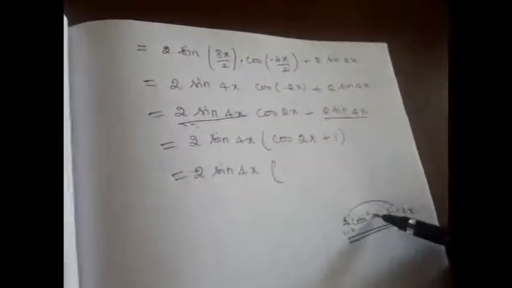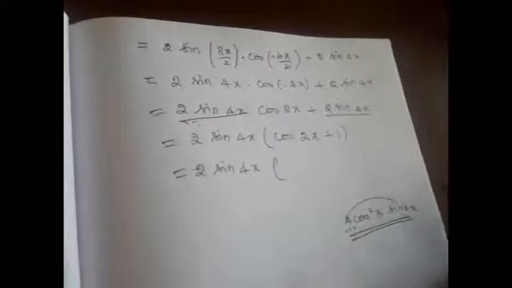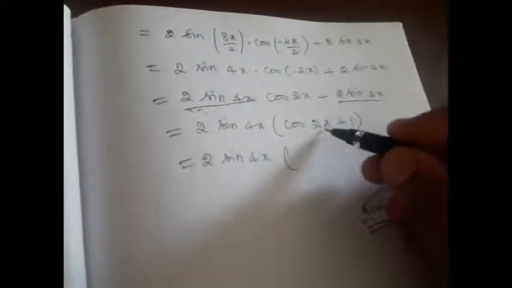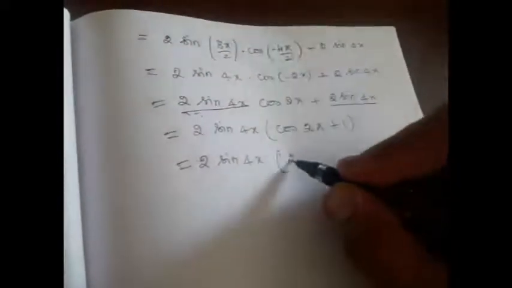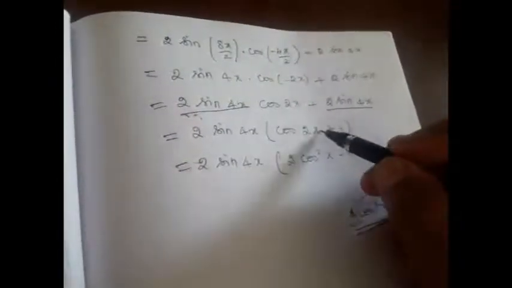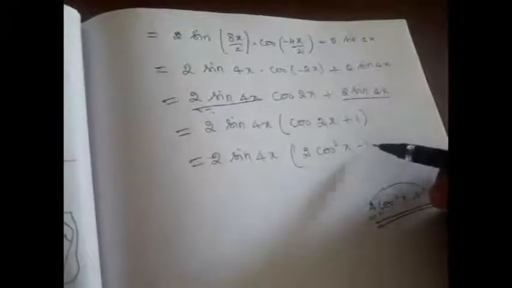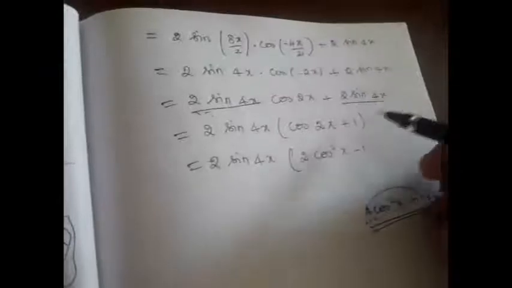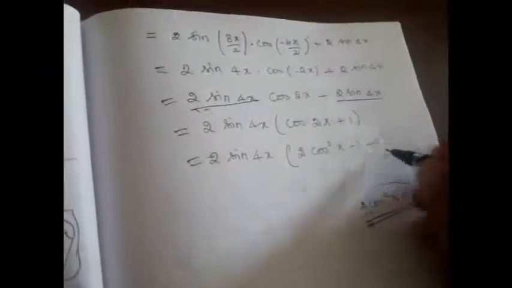We need cos square x. We need the answer in terms of cos square, so go with the cos square identity. This can be written as 2 cos square x minus 1. For cos 2x, I am using the identity 2 cos square x minus 1. According to the context of the problem, you have to choose your identity. Then plus 1 we have, so plus 1 minus 1 will get cancelled.